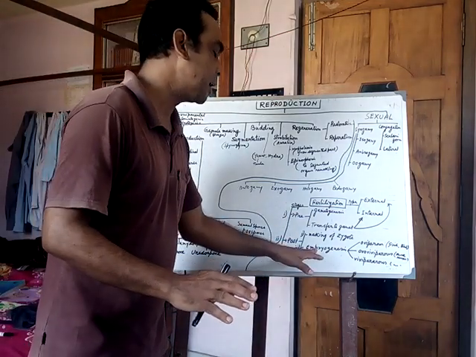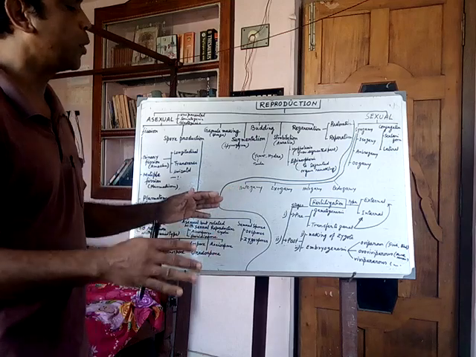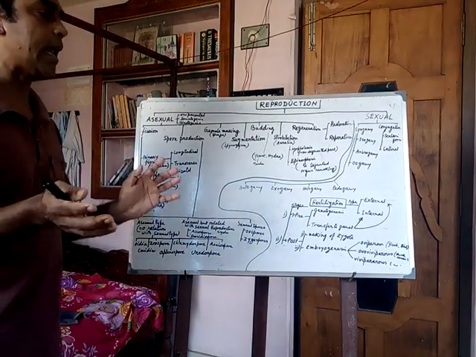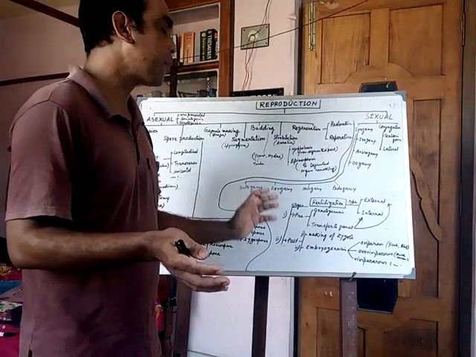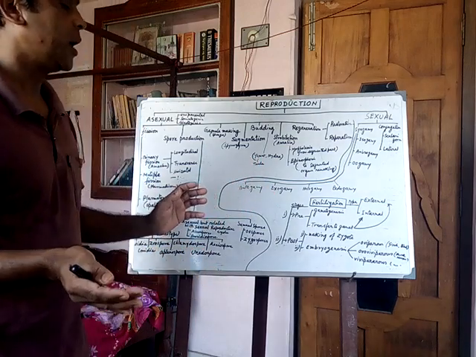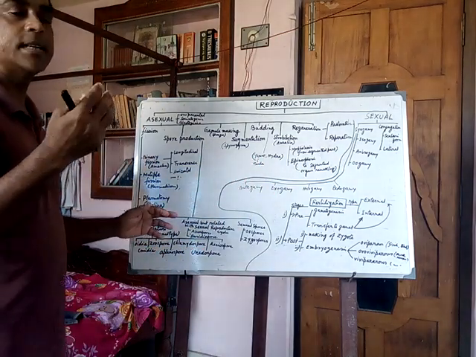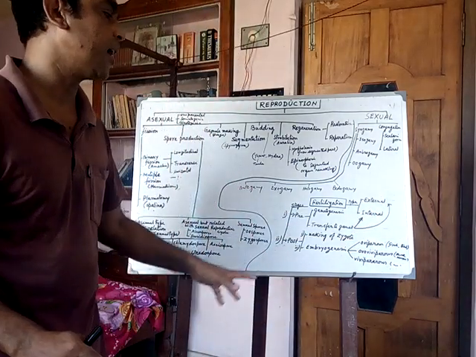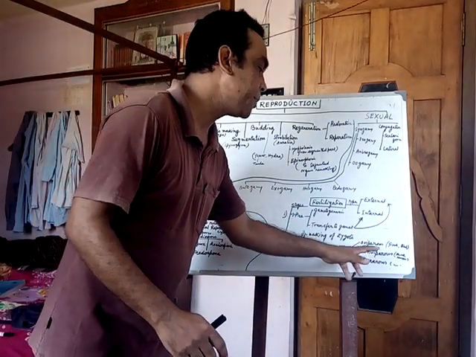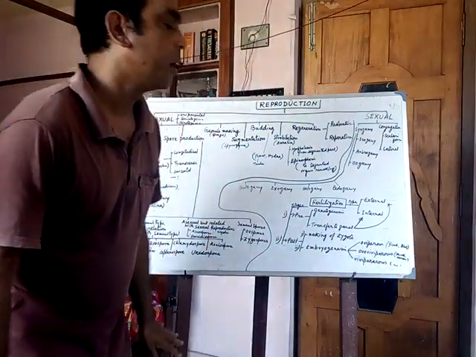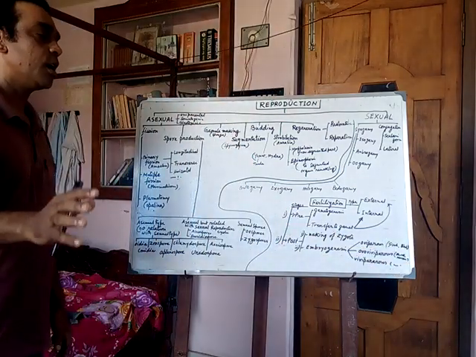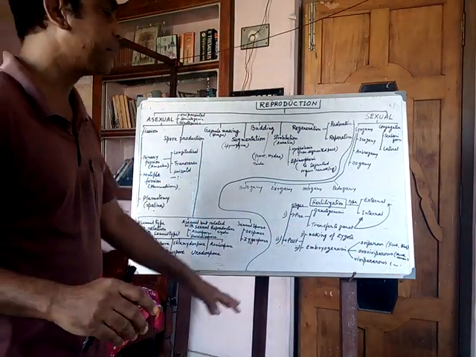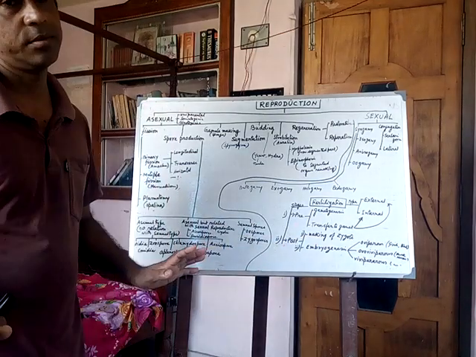Embryogenesis occurs in various types of animals, and those animals are classified into three types: oviparous, that is fish, birds, etc., ovoviviparous, that is shark, viper snake, etc., and viviparous, that is human beings also.